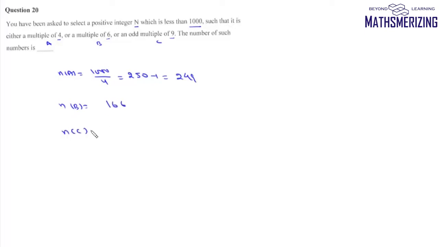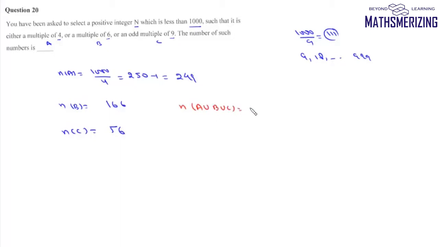then the number of elements in this set C which is an odd multiple of 9. Total multiples of 9 will be 1000 divided by 9, which is 111, and it'll start from 9, then 18, up to 999. So it will have 56 odd multiples of 9. Now we need to find n(A union B union C).